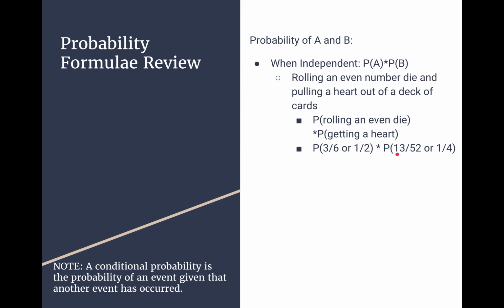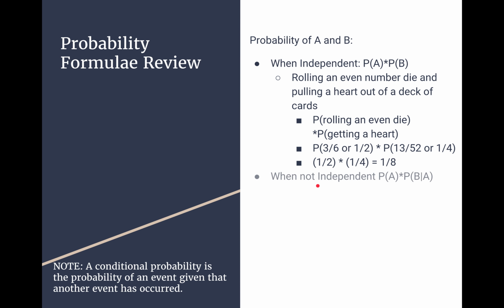The probability of getting a heart out of a deck of cards, where there are 4 different suits in a deck of cards and there are 13 cards in each. So that's 13 out of 52, or 1 out of 4. So the probability of A and B is going to be 1 out of 2 times 1 out of 4, which is 1 out of 8.